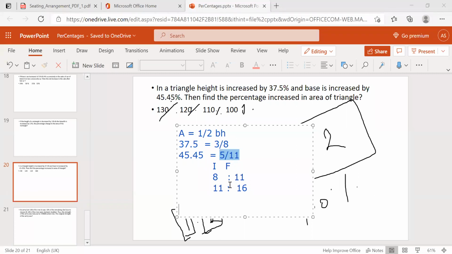And come to the base. Previously it is 11, and now it is increased. 11 plus 5, it is nothing but 16. Then we can cancel these 11s, and making a single ratio, 8 ones, 8 twos, it's nothing but 1:2. So we know that the initial value is 1 and the final value is 2. It's double the area. Double the area means it's nothing but 100% increase. Okay, 100% increase. Is it clear? Go into the next problem.